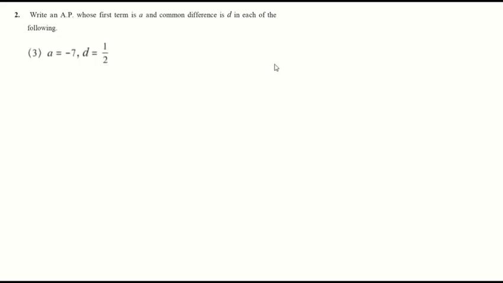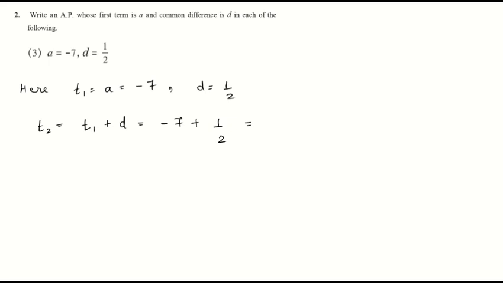A is minus 7 and D is 1 upon 2. So here T1 is equal to A is equal to minus 7 and the difference is 1 upon 2, which is common for all the terms. So as we have T1, we need to find T2. How will we find that? That is the previous term plus the difference. What is the previous term? Minus 7 plus 1 upon 2. So what will we get here?